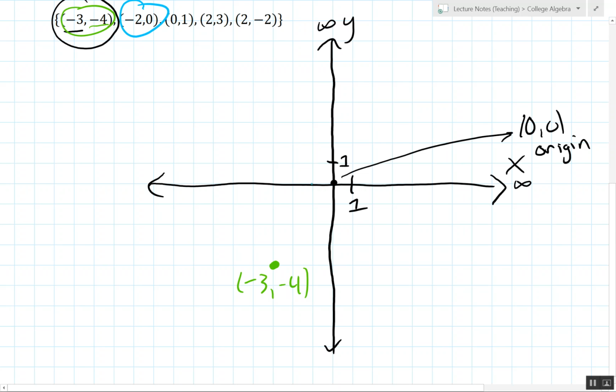It says go -2 in the x direction. So we start at the origin, and we go out 2 in this direction. But then it says go 0 in the y direction. So that means we just stay on the x-axis. So this point right here, I'm going to delete this part here, is the point -2, 0. So notice that whenever the y-coordinate is 0, we actually remain on the x-axis.